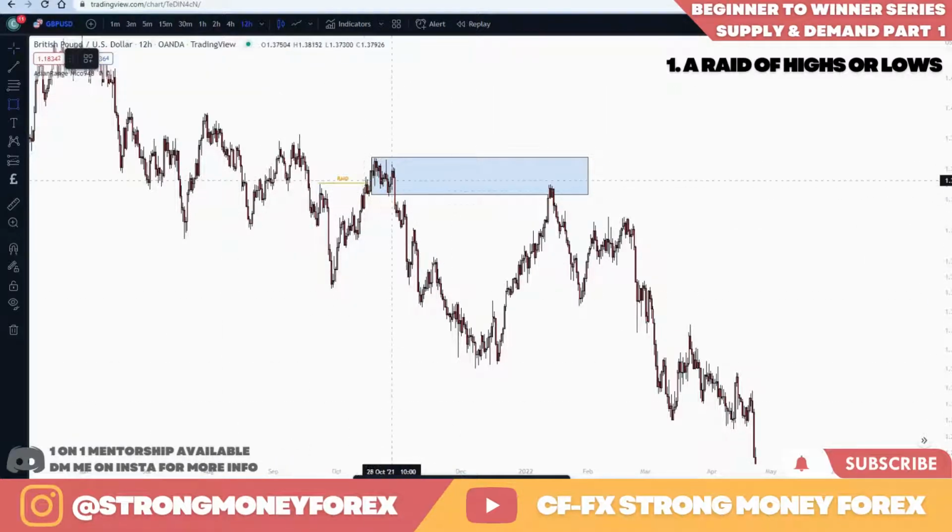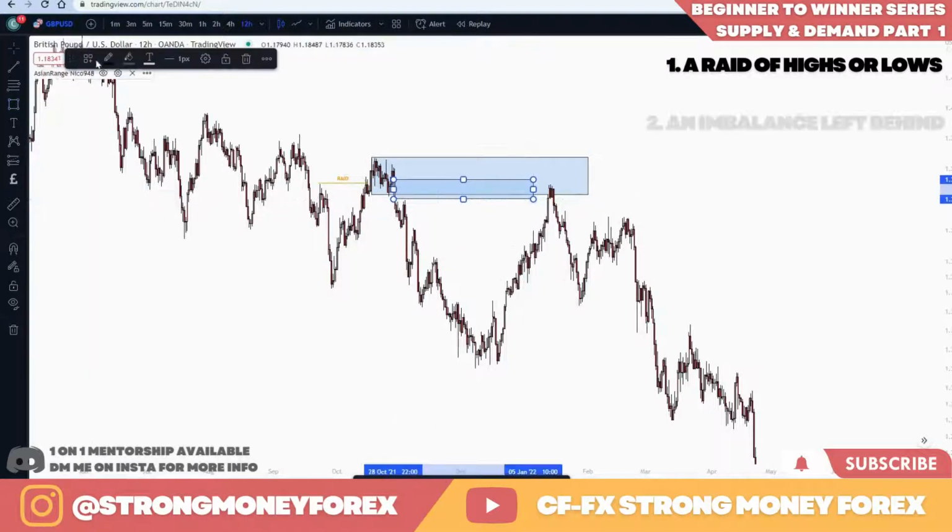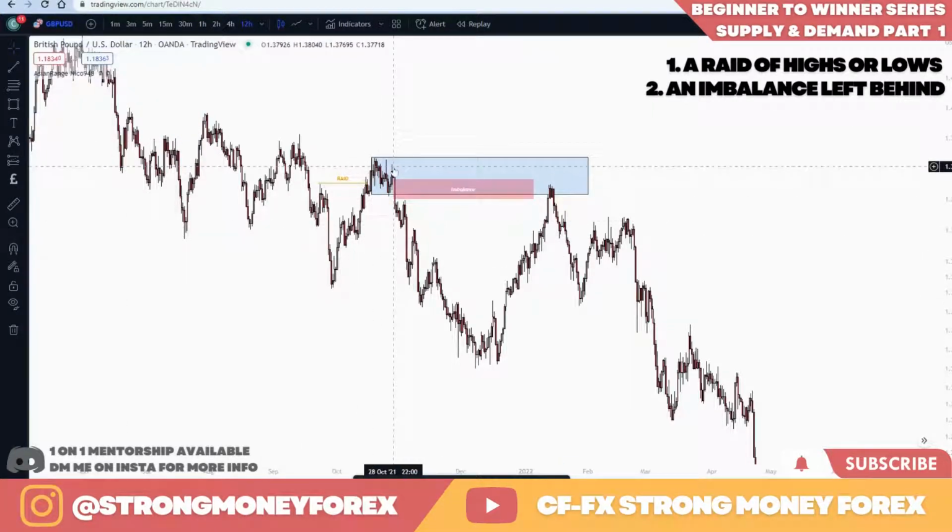We want these areas to leave imbalances behind, which we'll come back to. Imbalances in the marketplace are where price has had an extreme reaction and has so far been untested by the market once again.